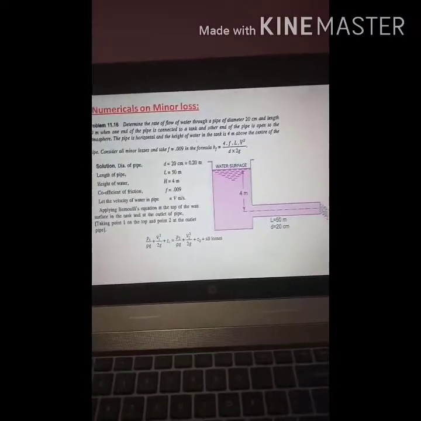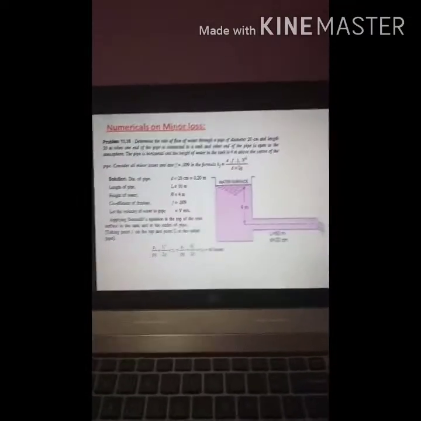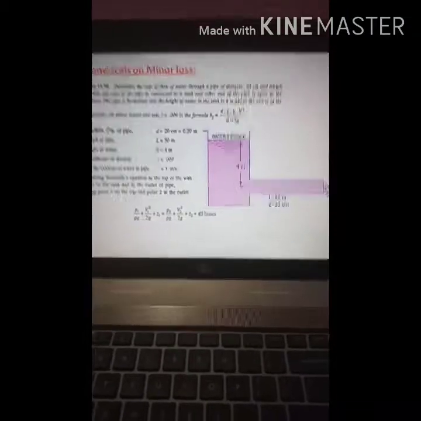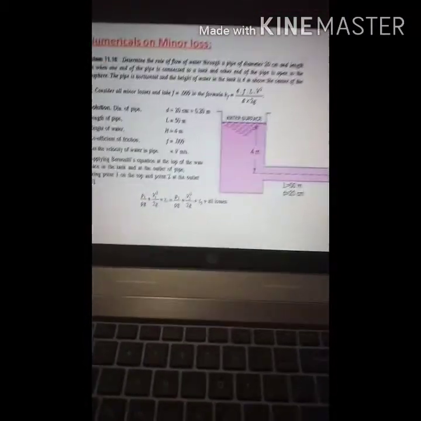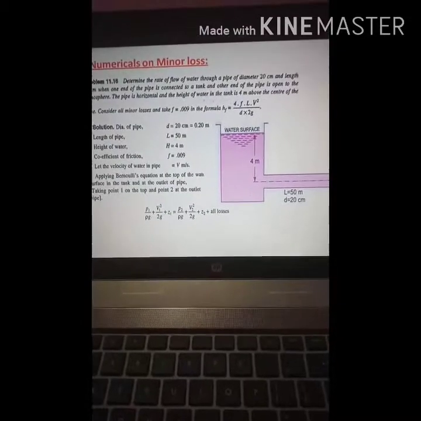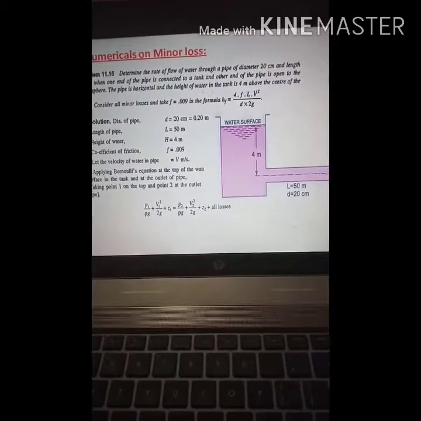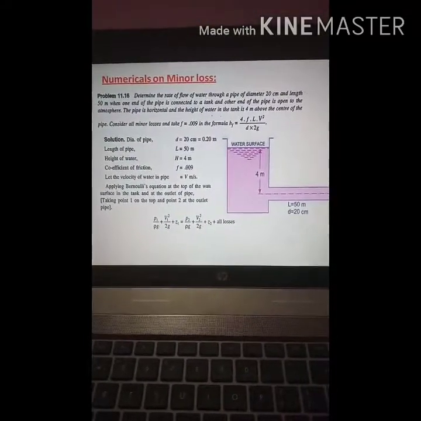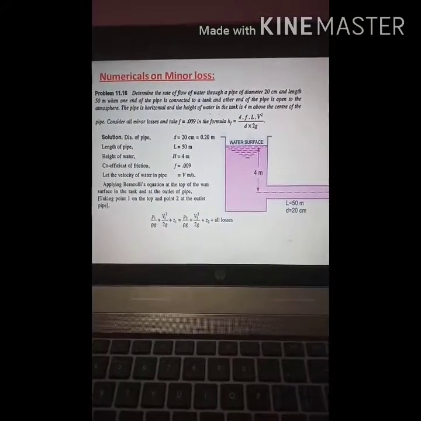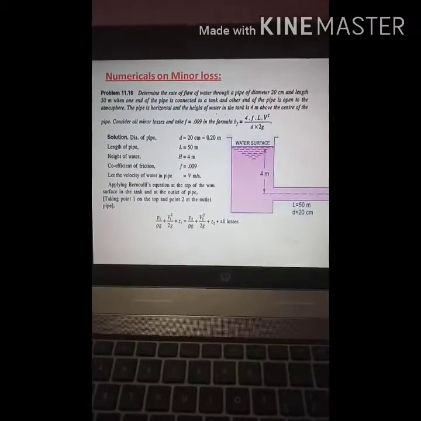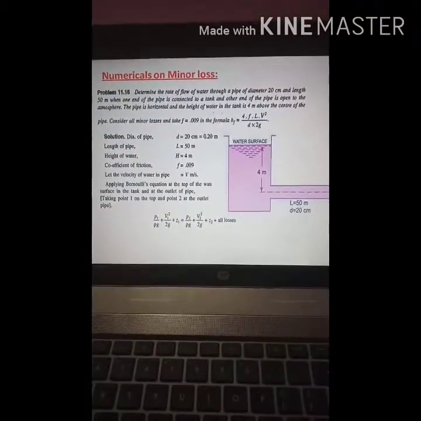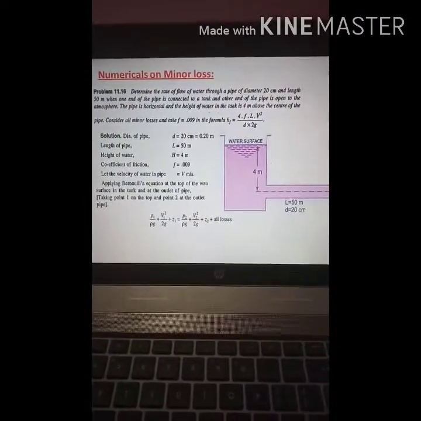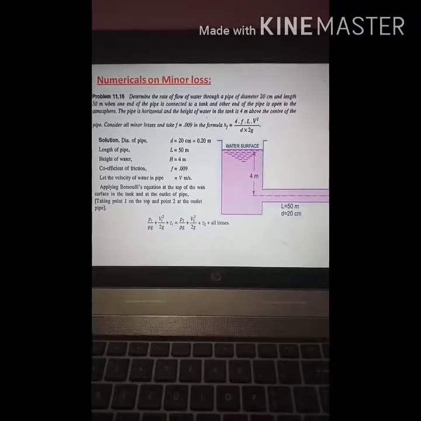So you just have to use the Bernoulli's equation which we have seen in unit number 3. If you remember the Bernoulli's equation, it is P1 by rho g plus V1 square by 2g plus Z1 equal to P2 by rho g plus V2 square by 2g plus Z2 plus HL. HL is nothing but the loss of head, whether it is major loss or minor loss. So all of that we are going to consider here.